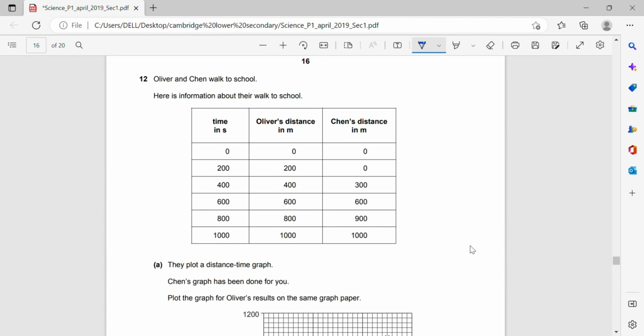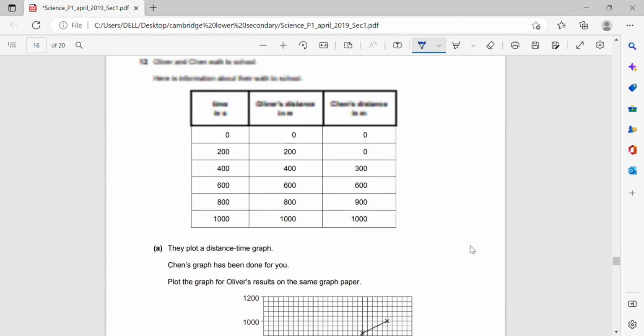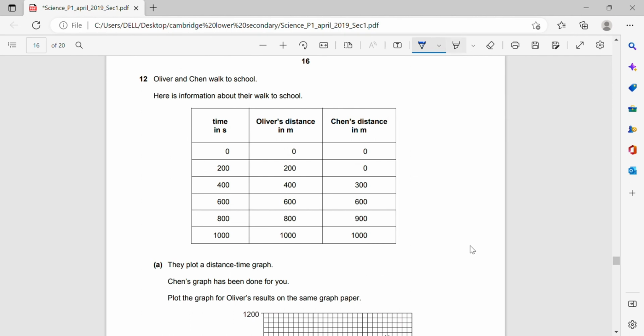Oliver and Chen walk to school. Here is information about their walk to school. I have time in seconds, Oliver's distance, and Chen's distance. This is the given information. They plot a distance time graph. Chen's graph has been done for you. Plot the graph for Oliver. So we will plot the graph for Oliver's results now together.